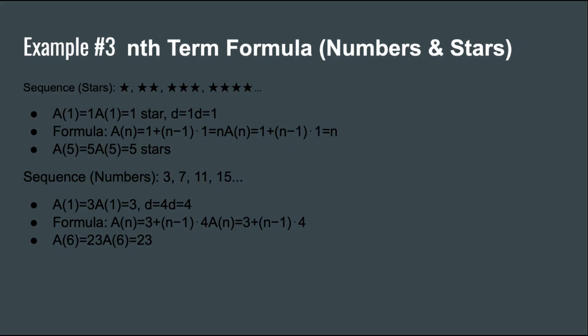So we want the 5th term, a_5. We plug in 5 and we get 5 stars. Now to look at the number sequence 3, 7, 11, 15, this time the pattern is increasing by 4 each step. So a_1 equals 3 and the difference is d equals 4. Using the same formula, a_n = 3 + (n - 1) times 4. If we want a_6, the 6th term, we plug in 6: 3 + (6 - 1) times 4, which equals 23. So the sixth term in that sequence is 23.